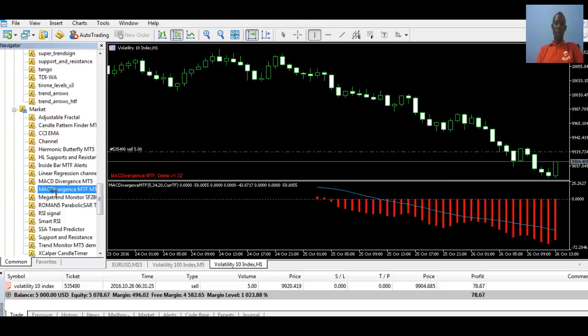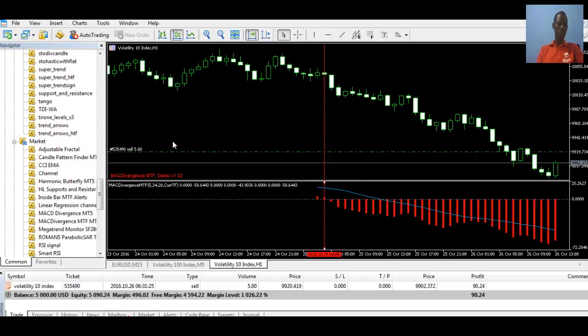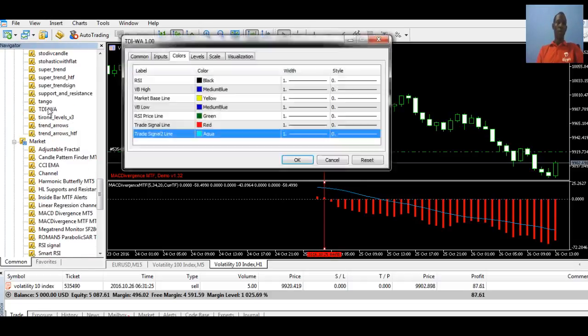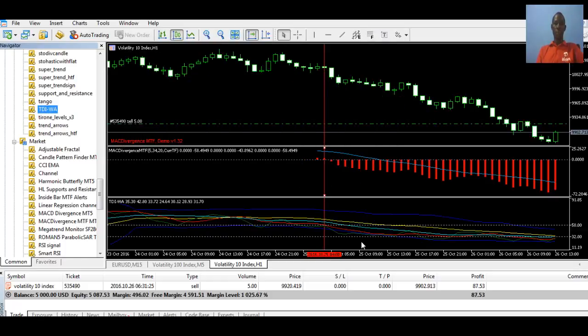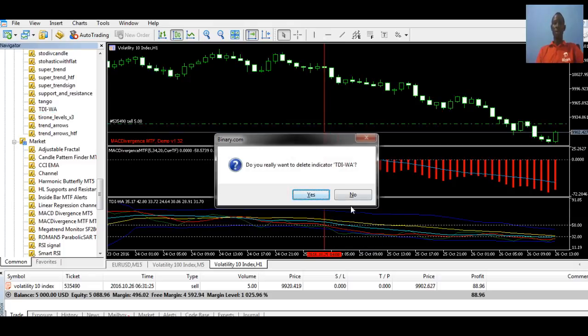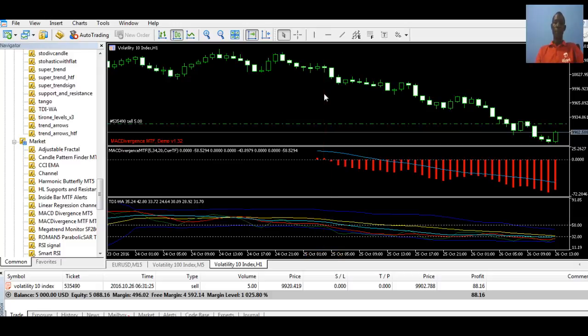Now we have a MACD there. We can still go with some other indicators as well. So I put my TDI as well. You can see the TDI gives us the same direction. Can you see now? It gives us the same direction there. So it keeps going back, same direction.